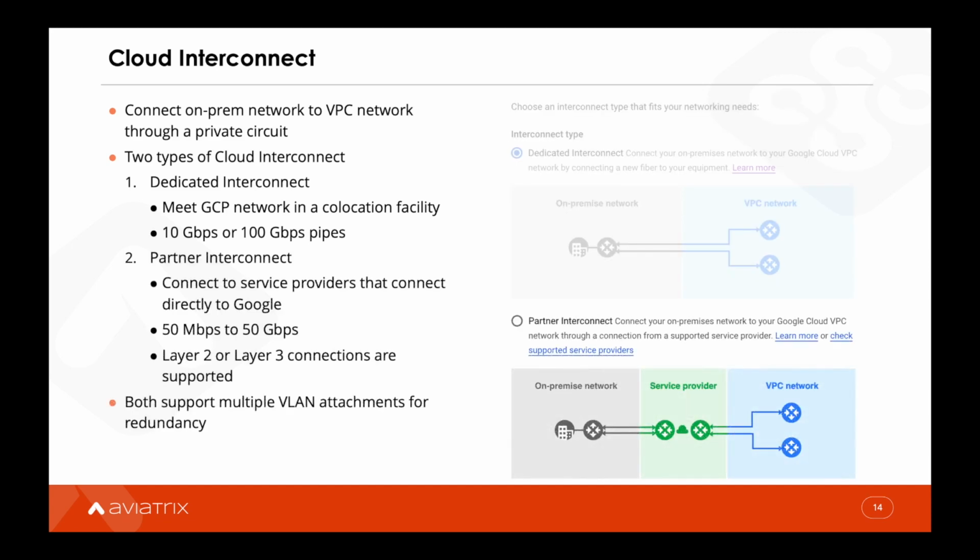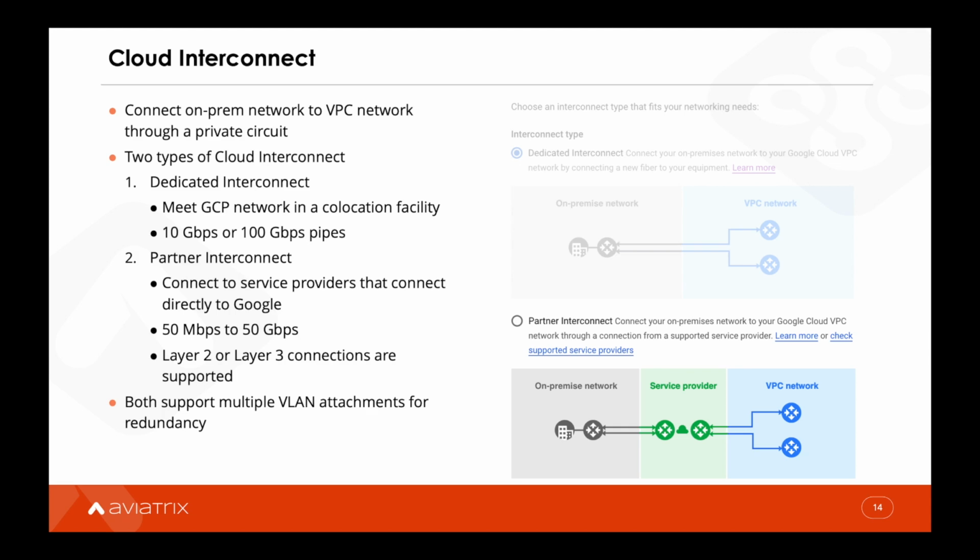But the second one is called the partner interconnect, which allows you to pick and choose different throughput or sizes for this link. It can start from 50 Mbps and can go all the way to 50 Gbps. But now with partner interconnect, you see we have a service provider in the middle that you need to work with. For example, Equinix, Megaport, AT&T, and others. You connect your on-premise network to your service provider, and then the service provider will provide you this connectivity back to Google Cloud that will allow you to connect to the GCP VPCs or the workloads out there.